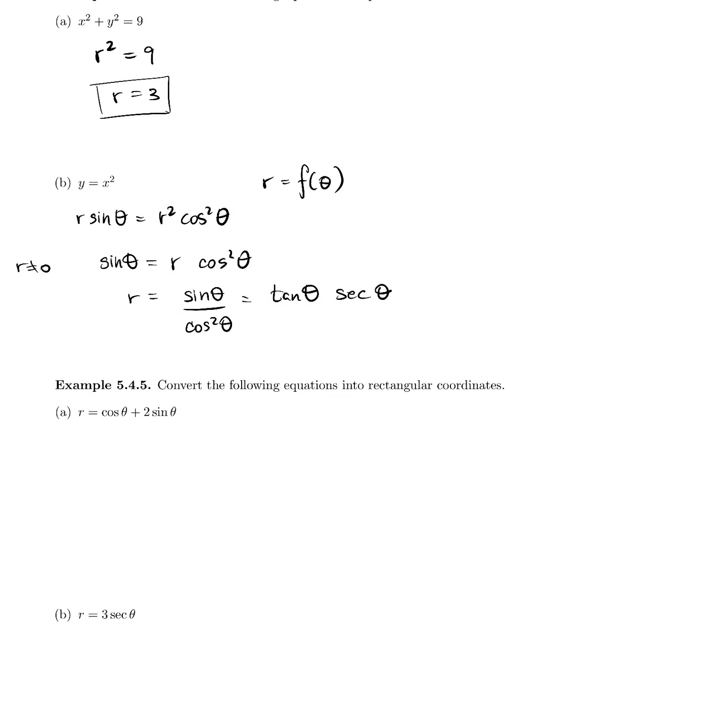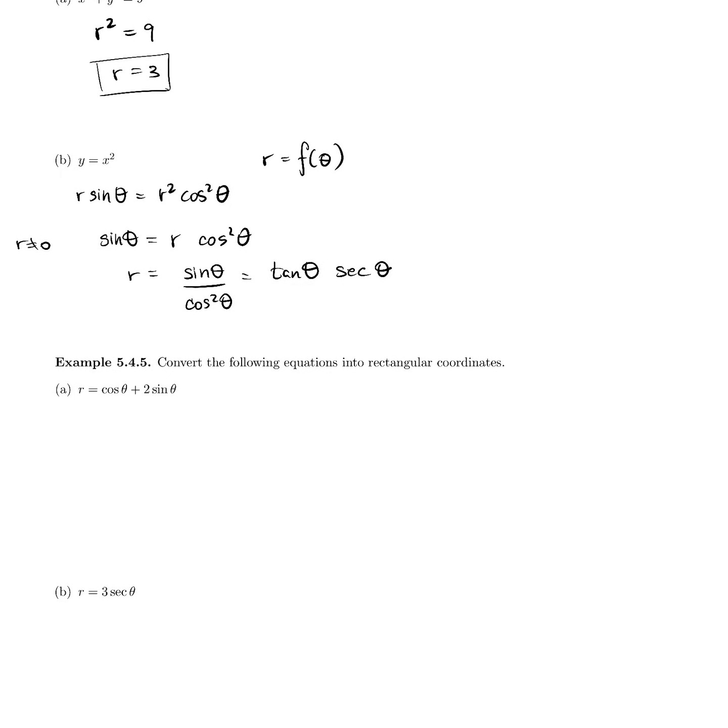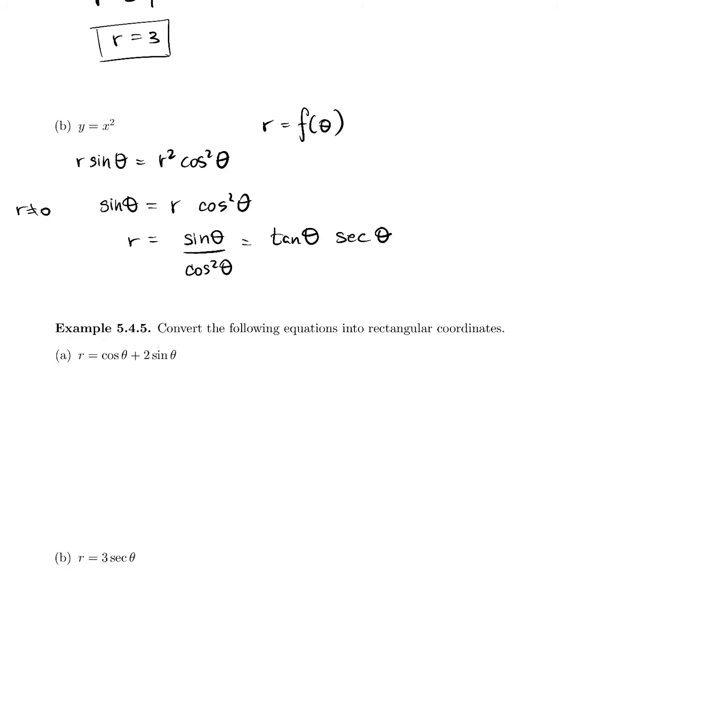Lastly then, example 5.4.5. Now we're going to convert equations, they're given in polar, and we're going to convert them to rectangular. So r here is cos theta plus 2 sine theta. So we want to make our lives a little bit easier. There's nothing that says we can't manipulate the equation a little bit first before we convert.